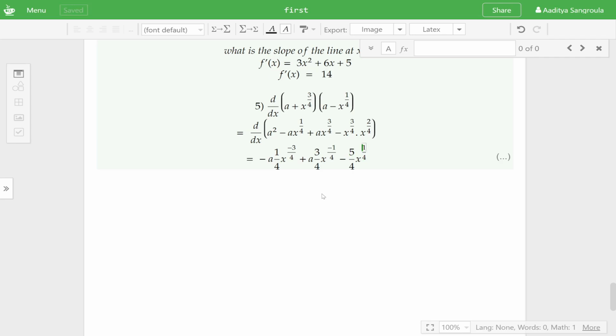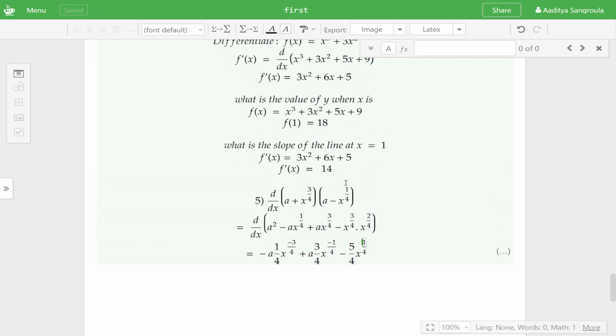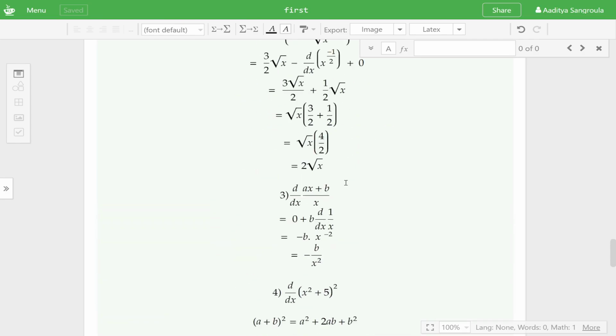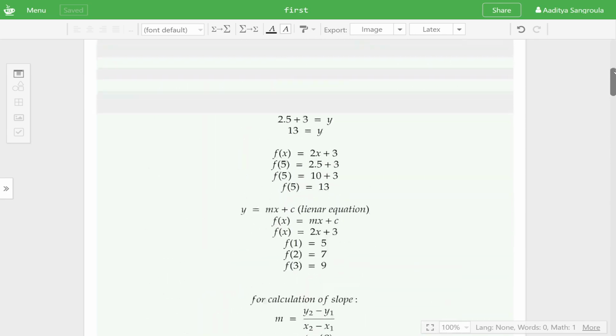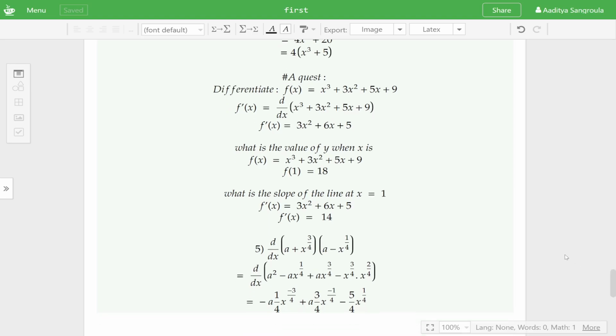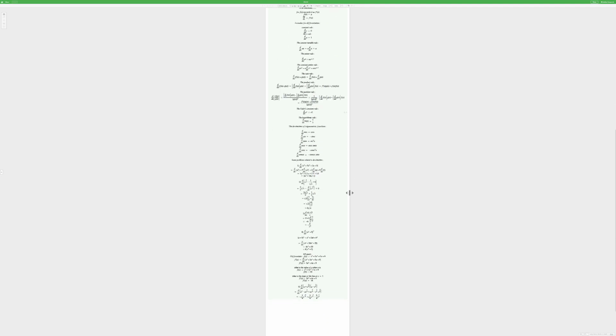And you can take 1 over 4 common from almost all the terms, because it is common in there. And since you have x's and a's as well, you can take those things common as well. But that wouldn't make any difference, so we can leave it in this way as well. This is the basic way of differentiating, and you have to practice it in your notebook, so that you become an expert in differentiation, which would make you feel more confident.